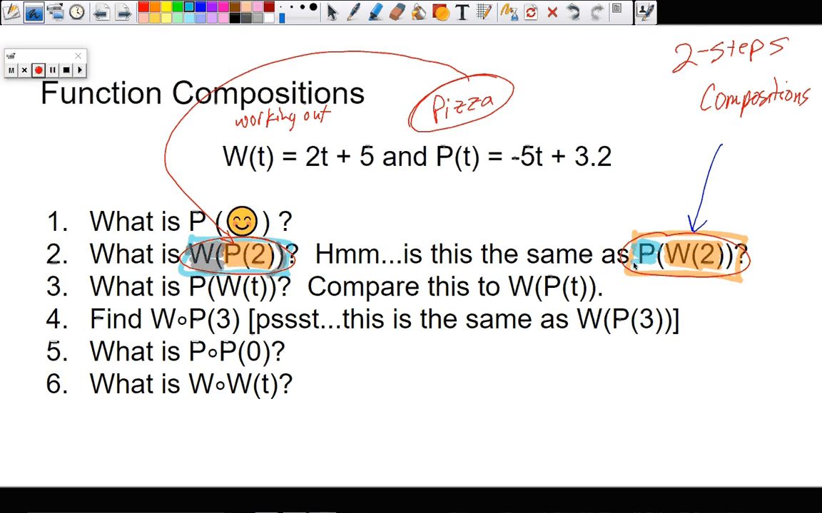Okay? Now, a mistake that a lot of people make right off the bat is they think that these are multiplying together. But you're not multiplying W times P times 2. You're not. There's no multiplication whatsoever. Okay?